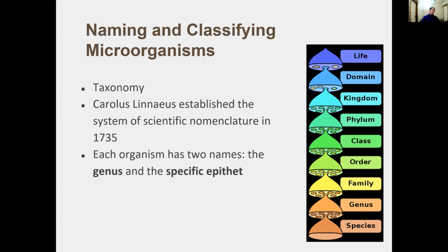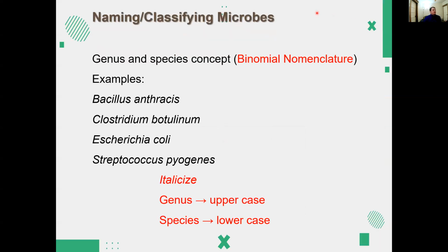Carolus Linnaeus established the system of scientific nomenclature in 1735, and each microbe that we're going to be discussing will have two names: the genus and the species. This goes all the way from domain, remember the domains we discussed, and then kingdom, phylum, class, order, family, genus, species. Microbes are always referred to by both genus and species. This concept of how we refer to microbes is also referred to as binomial nomenclature.